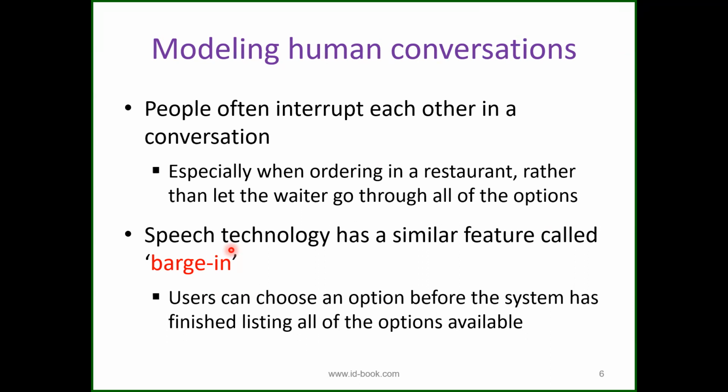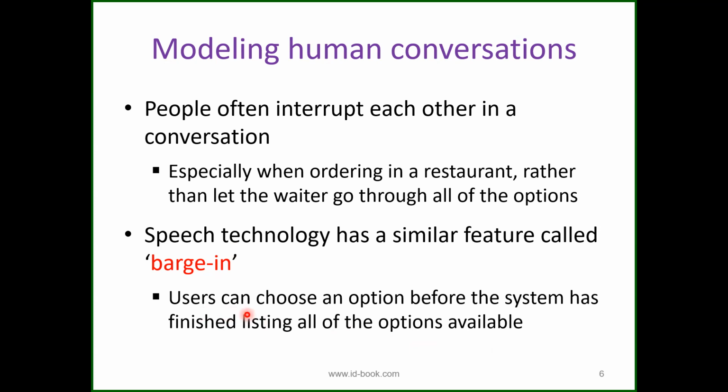But because human modeling is a bit complex, it can happen in whatever way these two users want. For example, the first user is talking, the second is interrupting. Similarly, the second started talking, the first one is interrupting. So, in order to handle such interruptions, speech technology has something called barge in. This is a very important term. Barge in. What does it do? It allows the user to choose an option before the system has finished listing all the options available.